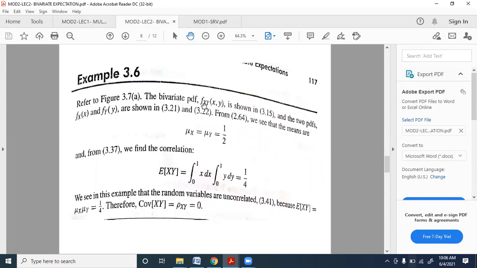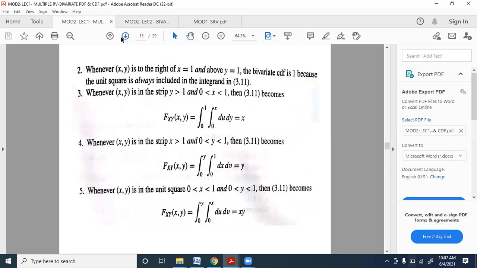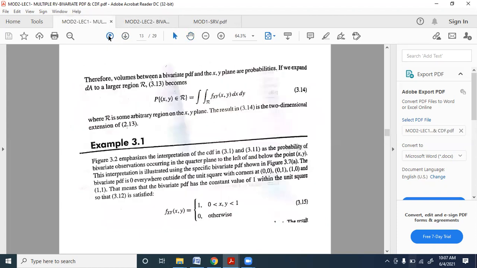And then the bivariate f of x y, f of x y of x comma y, is shown in the equation 3.15 for the same. So that quantity will give us the value, f of x y is equal to 1 between 0 and 1 for both x and y.